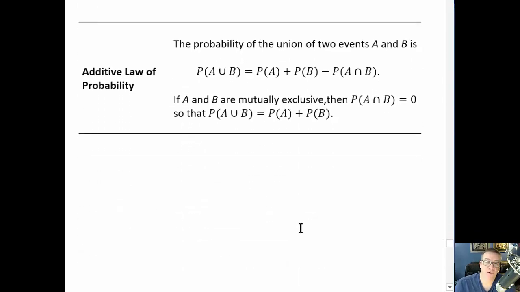So let's talk about the additive law of probability. The probability of the union of two events, A and B, is the probability of A plus the probability of B minus the probability of the intersection of those events. And if those events are mutually exclusive, then the intersection of those events will have a probability of 0. So we can simplify our additive law of probability here.